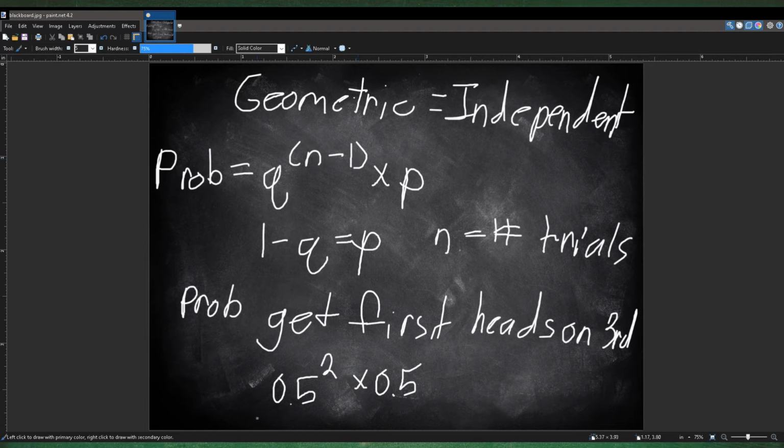So the probability that you get your first heads in the third trial is 0.5 squared times 0.5, which is basically just 0.5 cubed, which I think is 0.125, which is about 12.5%. So that would be the geometric model.